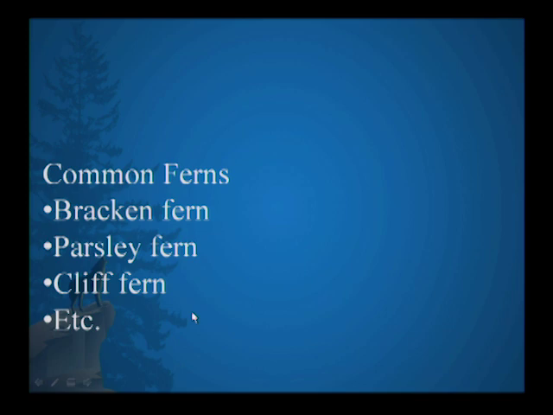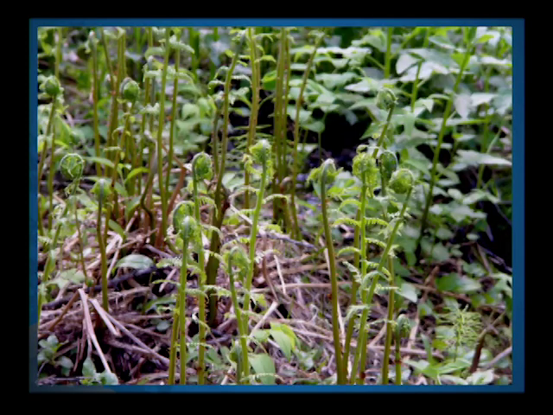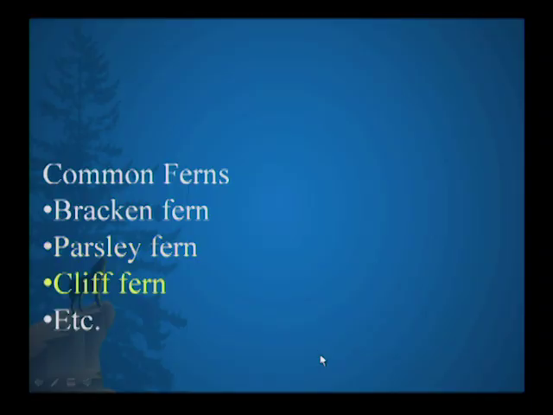So there are a number of different ferns that we find in the Yellowstone ecosystem. Examples include the bracken fern. That's probably the most common fern that we see up there. And one thing I do want to mention is that as ferns grow, the fronds grow in what we call fiddleheads. So these young ferns are kind of unfurling. We refer to those as fiddleheads. Some species of fern actually are edible. Some people eat fiddleheads. And then some other types of ferns that we see, parsley fern, cliff fern, among many others.